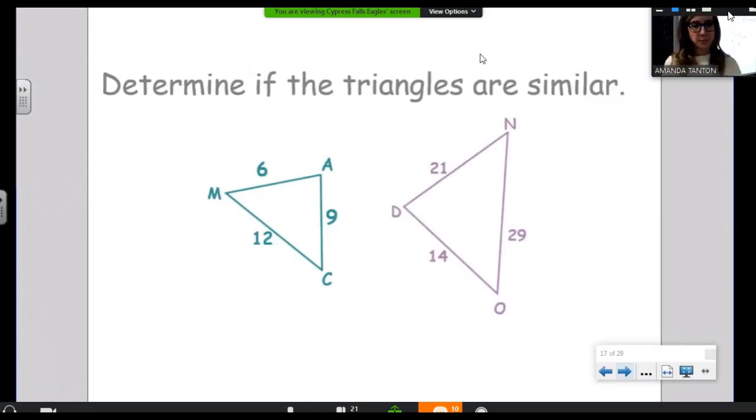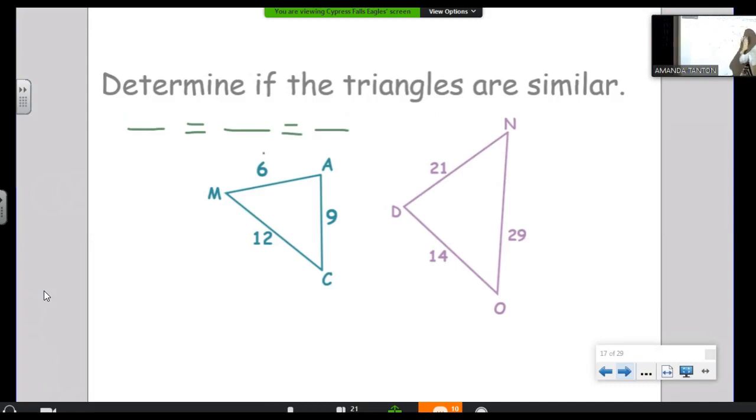Try this one. Now, if you notice on this one, there are no arc marks. We don't know which sides go with each other. There's no similarity statement. Does M go with D? Does M go with O? I don't know. So when there's no markings to help you, it's very, very simple. You take the sides and you put the smallest over the smallest, the medium over the medium, and the large over the large. That's how you determine the corresponding sides.